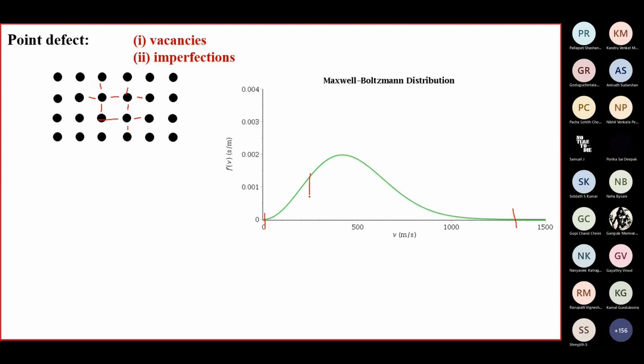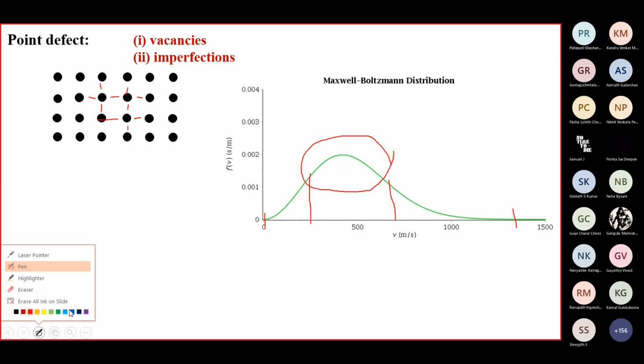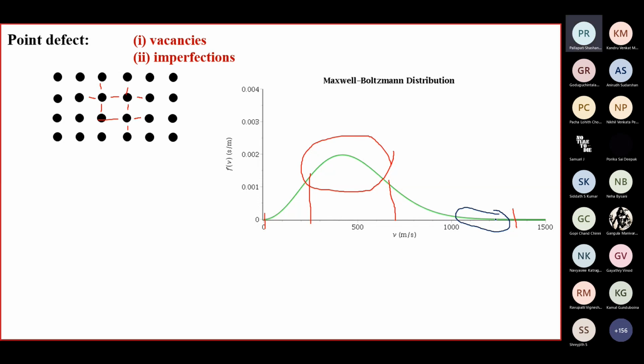Whereas the maximum number of atoms have energies in this region. That is the average energy. But we also see some atoms have higher energies. Look here. Though the number is less, still they exist. When they have higher energies, if it is enough to break the bond, these will certainly break the bond and move away from the lattice point.